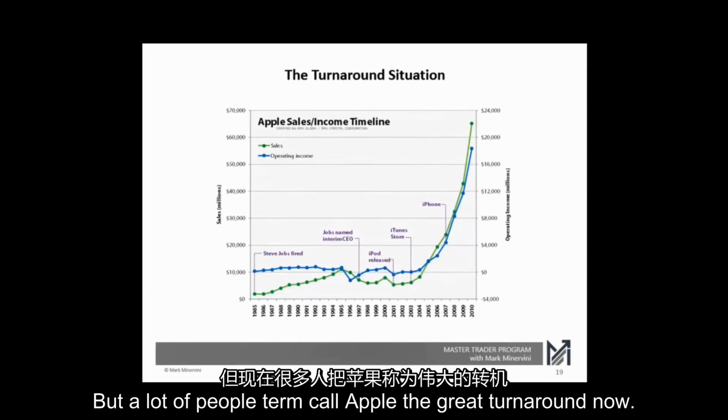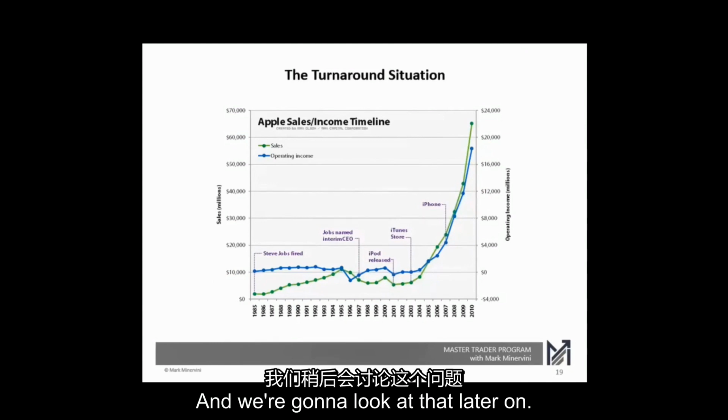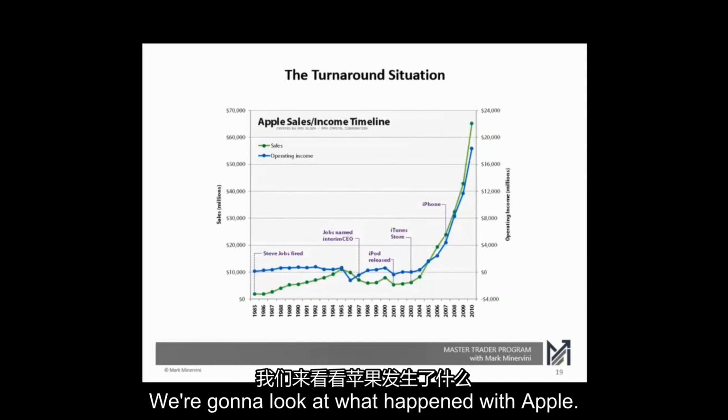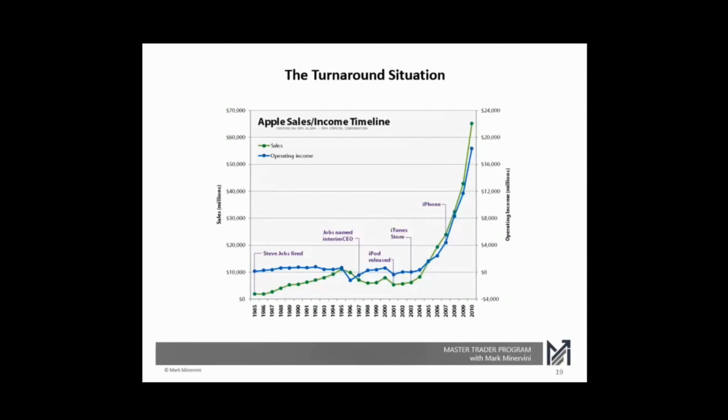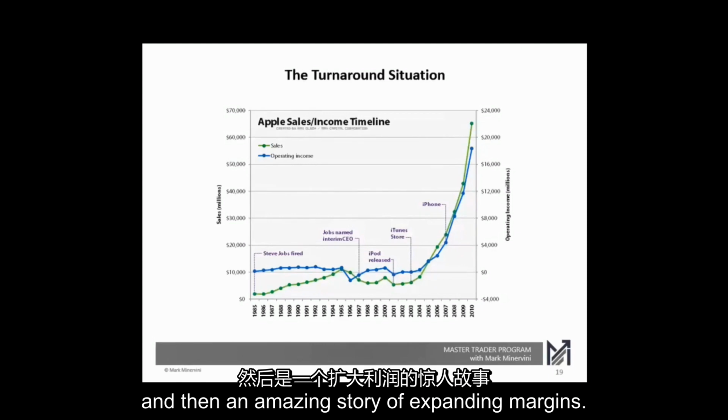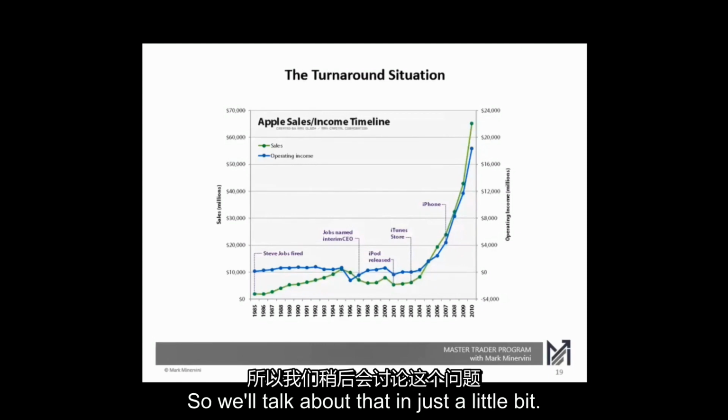And of course, Apple has still been doing well. But a lot of people call Apple the great turnaround now, and we're going to look at that later on. We're going to look at what happened with Apple, and as far as it was a story of eroding margins, and then an amazing story of expanding margins. So we'll talk about that in just a little bit.